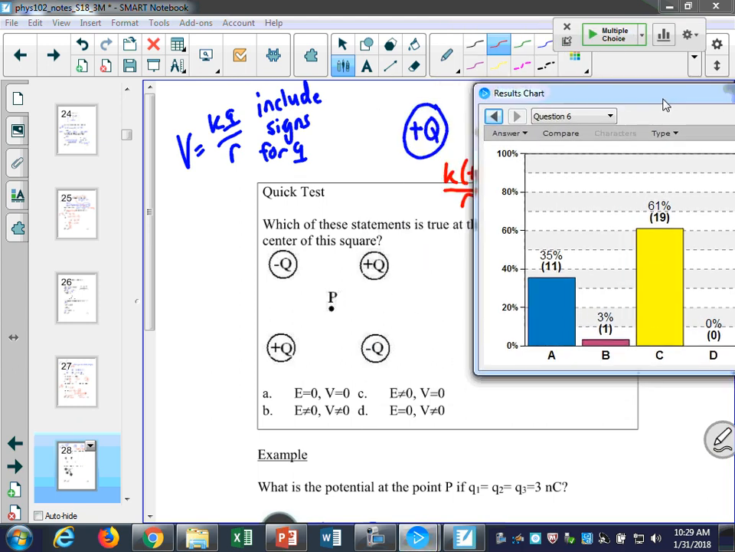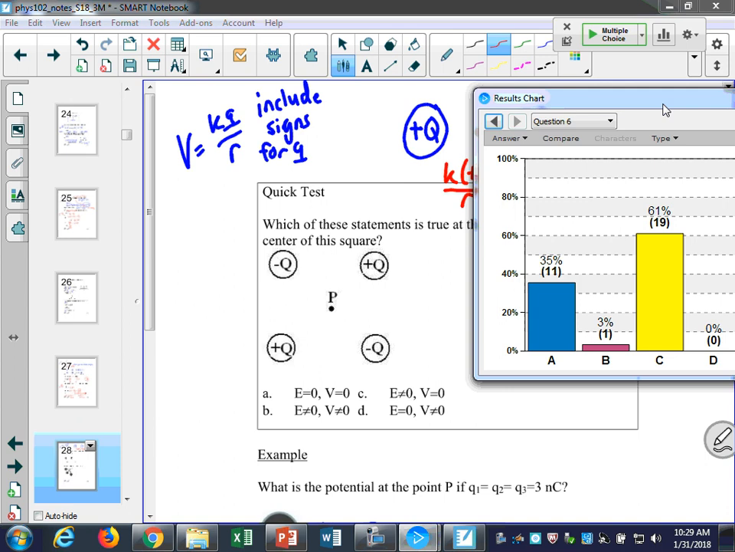Okay, so A and C look like the popular answers. So most of you said that V is equal to 0. That's true. All I do there is I say, well, the potential due to these two is going to cancel out, and these two will cancel out. Do I have the same number of positive and negative charges, all equidistant from this point P? And in this case, I do. So the potential is 0.